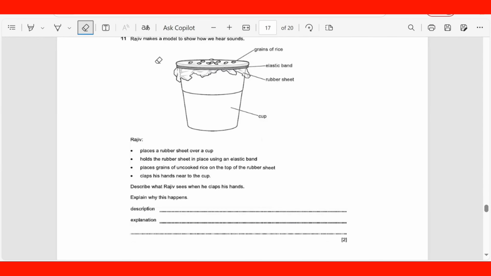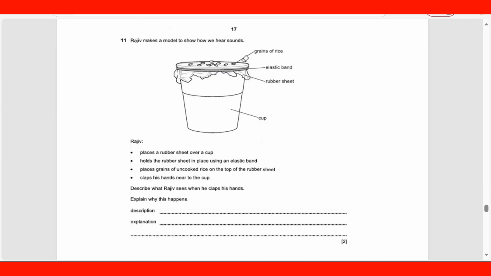Rajiv makes a model to show how we hear sounds. Grains of rice, elastic band, rubber sheet, cup. Rajiv places a rubber sheet over a cup, holds the rubber sheet in place using an elastic band, places grains of uncooked rice on top of the rubber sheet, and claps his hands near the cup. Describe what Rajiv sees when he claps his hands. Explain why this happens. Description and explanation.